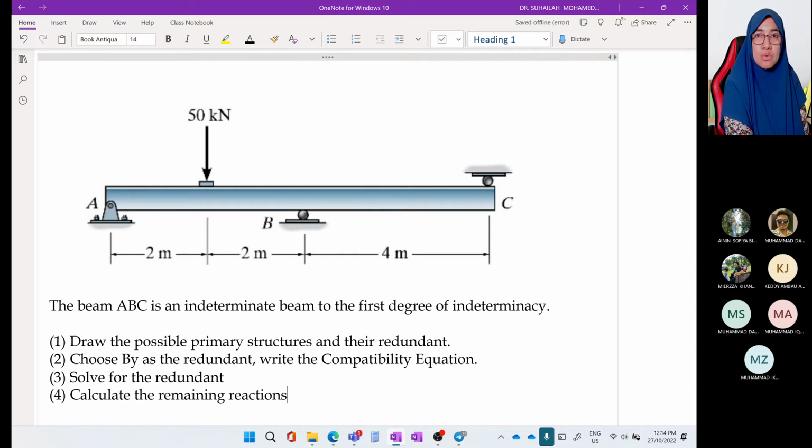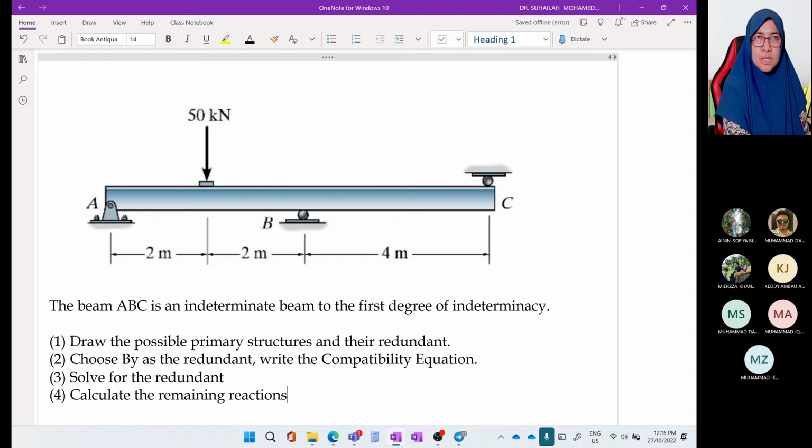We will have two redundant options for a single redundant. By referring to the previous example, when we remove one roller, we will get a cantilever beam. That is the first option. And if we remove MA, the moment at the fixed support, we will get a simply supported beam.